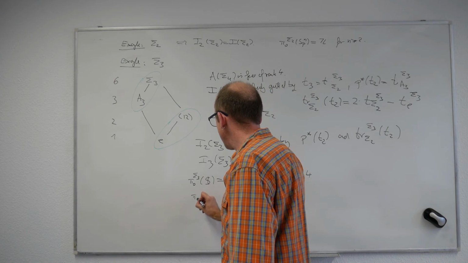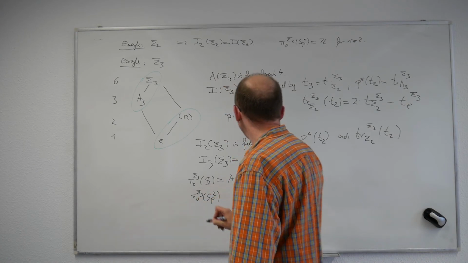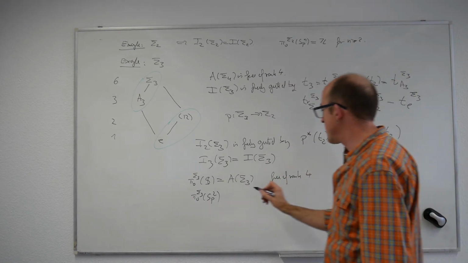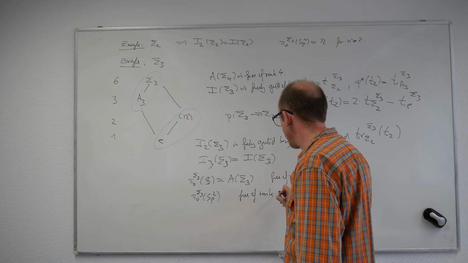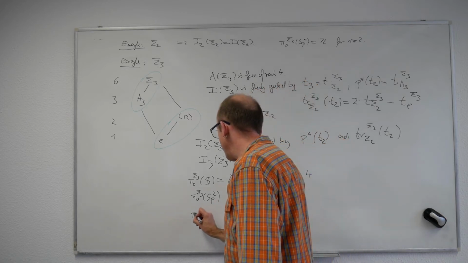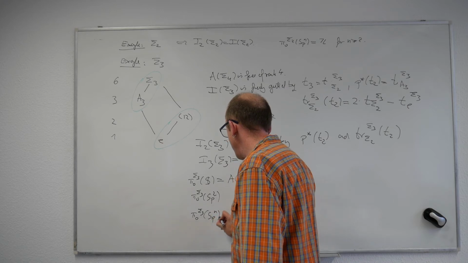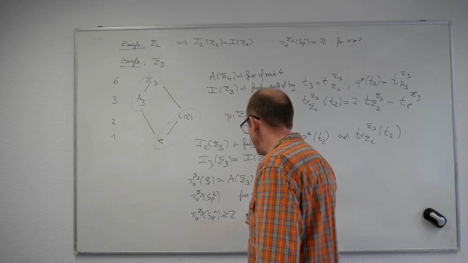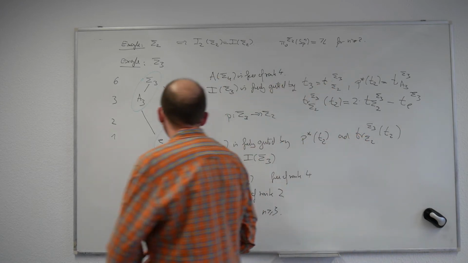I already had this here, this is free of rank 4. Pi 0 sigma 3 equivariant of SP2. So there we're dividing out 2 generators. This is free of rank 2. And then pi 0 sigma 3 of SPn is just a single copy of Z for all n greater or equal to 3.